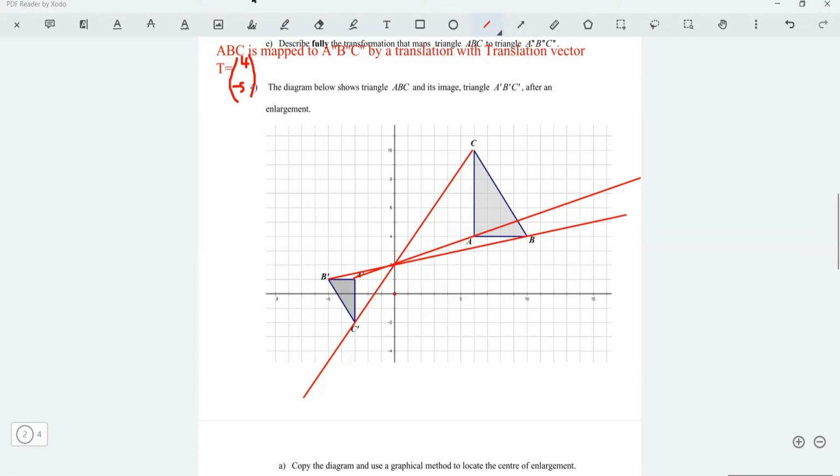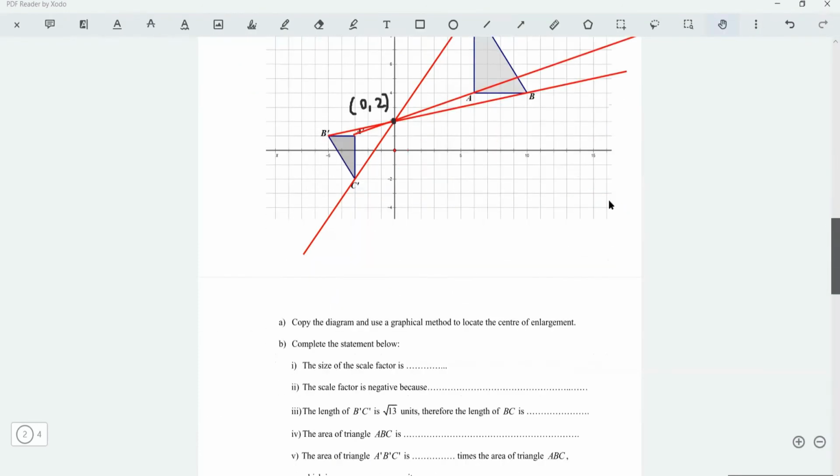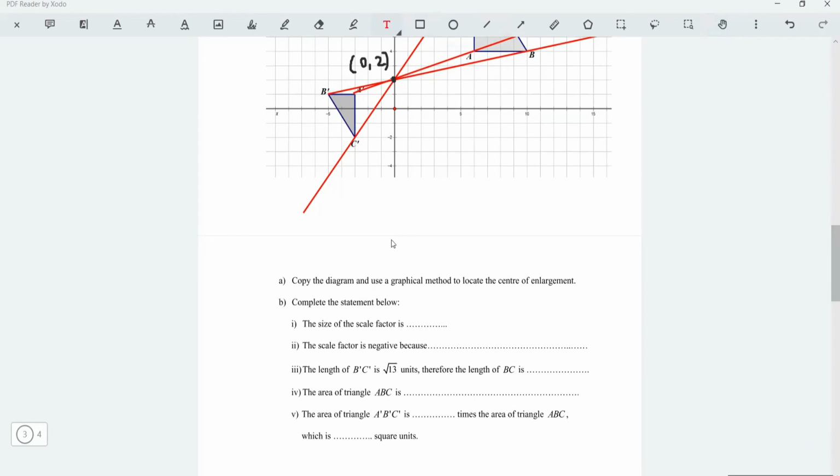So where's the center of enlargement? Where all the lines intersect, and all of them intersect right here. So the center of enlargement is (0, 2). That's the center of enlargement, (0, 2). So we can just tell them that the center of enlargement is (0, 2). See it here?